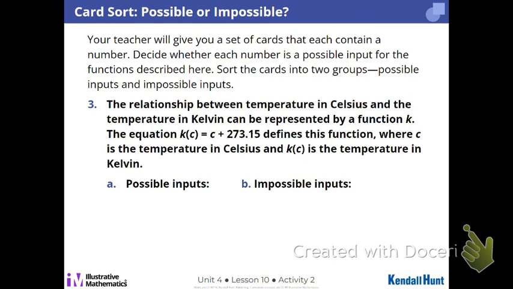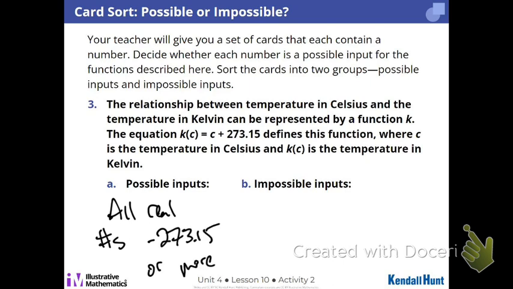Zero is absolute zero, meaning the molecules are not moving. So for this one, it's all real numbers. However, negative 273.15 or more. You can't get colder than 0 that I'm aware of.